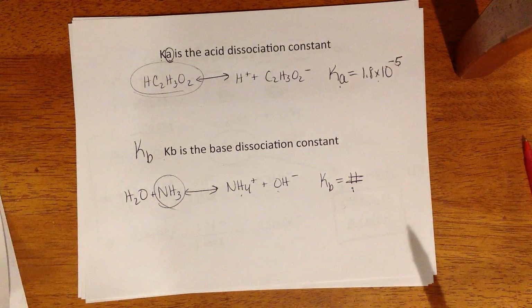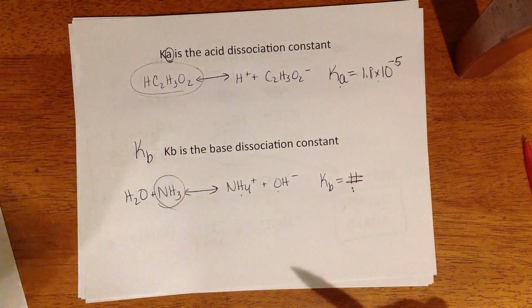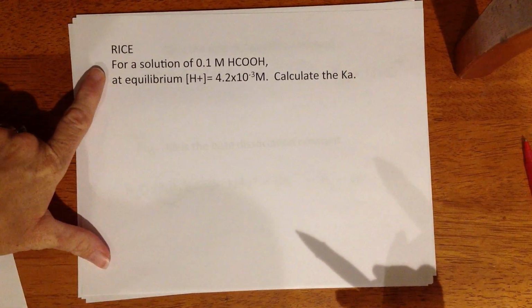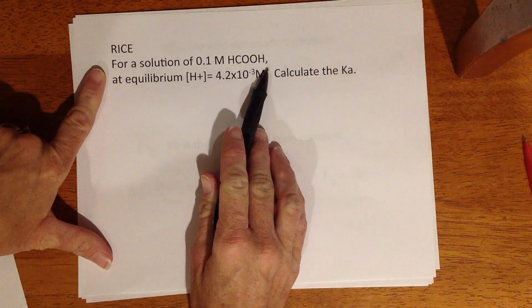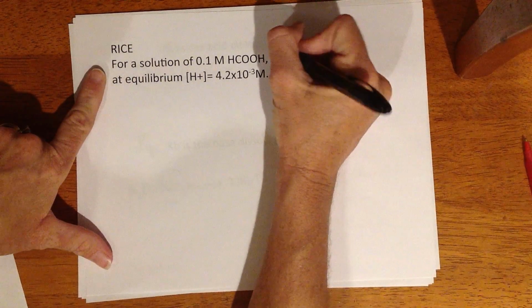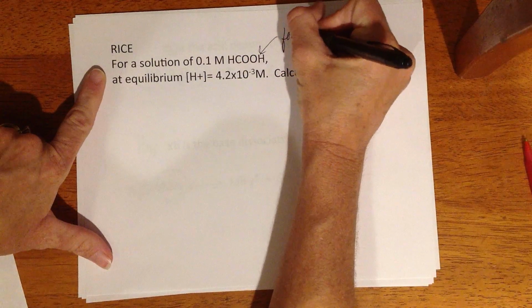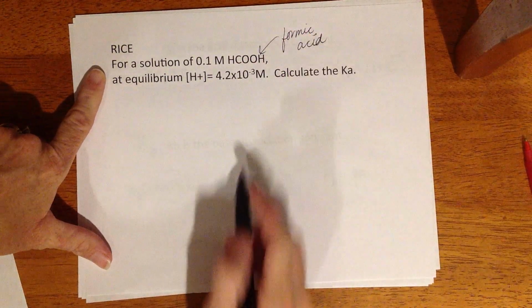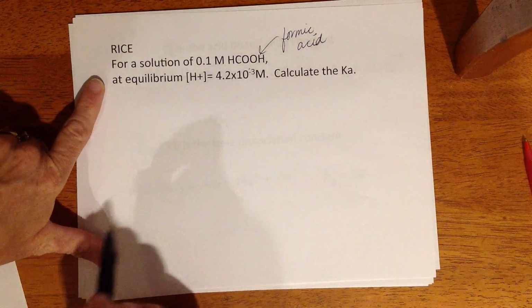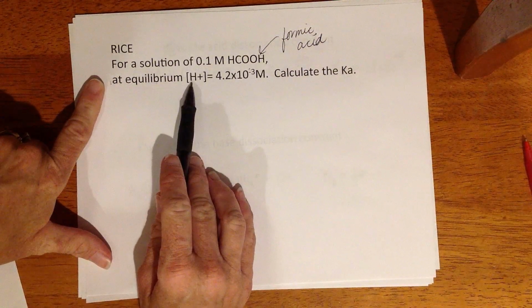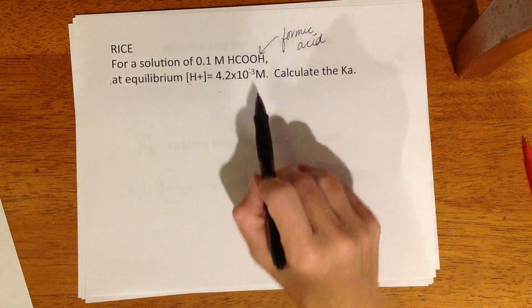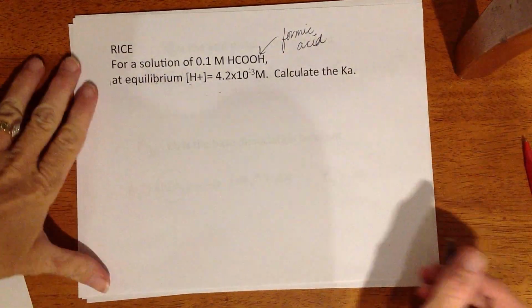So how about we try a problem so that it's not all theory and it's got some numbers. Most of you like numbers. So for a solution of 0.1 molarity, this is actually formic acid. I don't know that you need to know that. Extra information. If you ever get stung by a red ant, well, that's the thing that hurts. At equilibrium has an H plus concentration of 4.2 times 10 to the minus 3. Calculate Ka. So here we go.